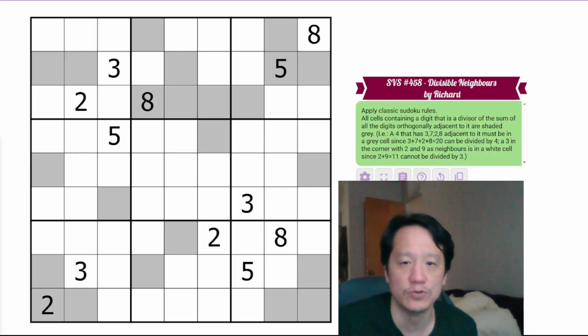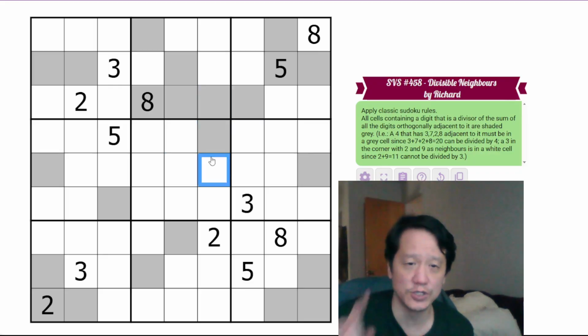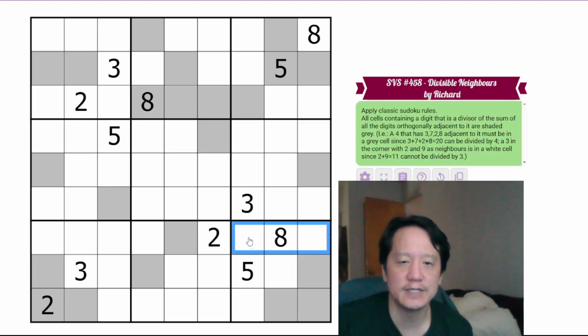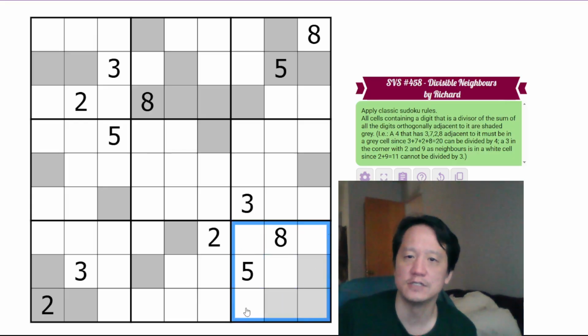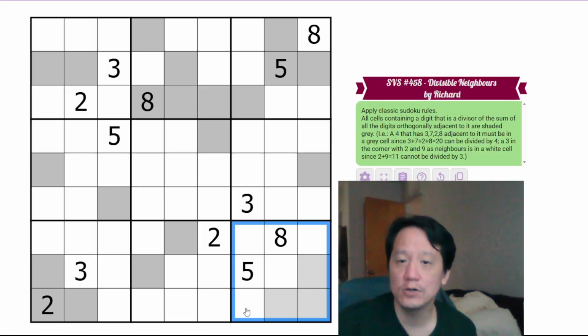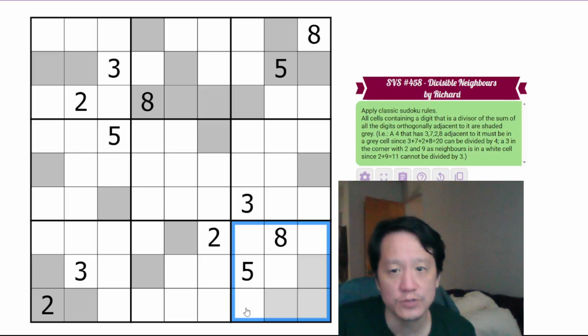And here are the rules. Apply classic Sudoku rules, which means in every cell in the grid, place a single digit such that every row, column, and designated 9-cell region contains the digits 1 through 9 exactly once each. All cells containing a digit that is a divisor of the sum of all the digits orthogonally adjacent to it are shaded gray.